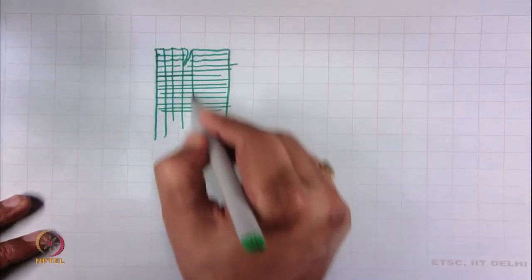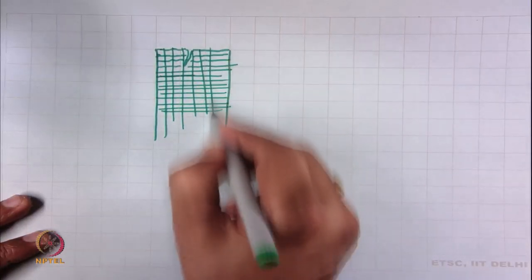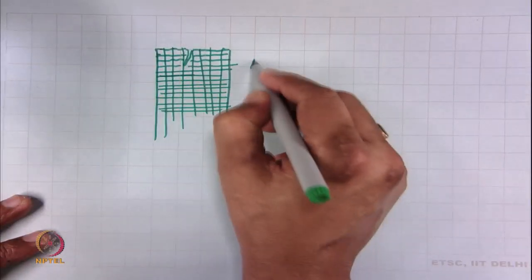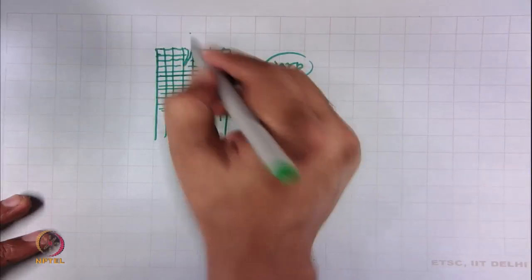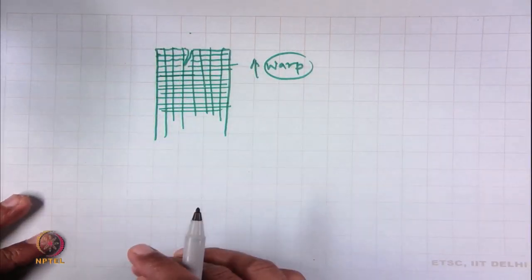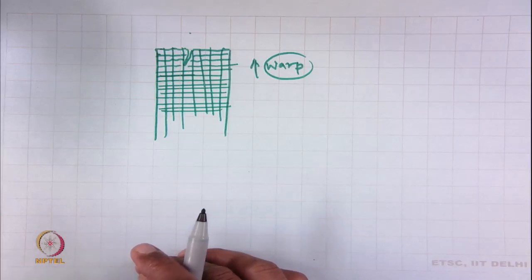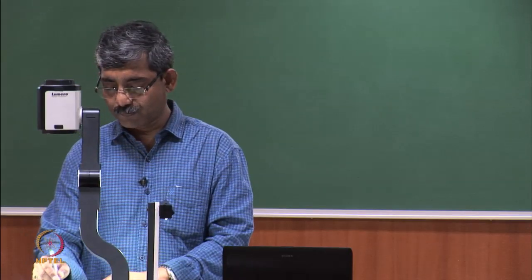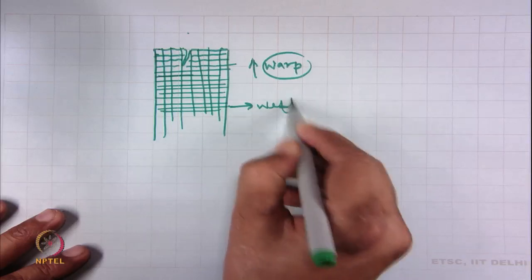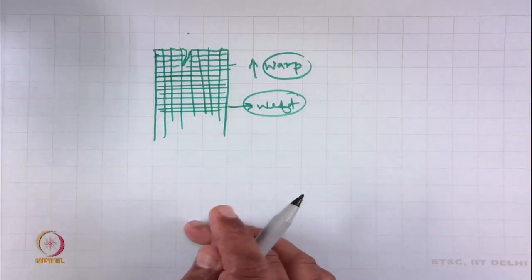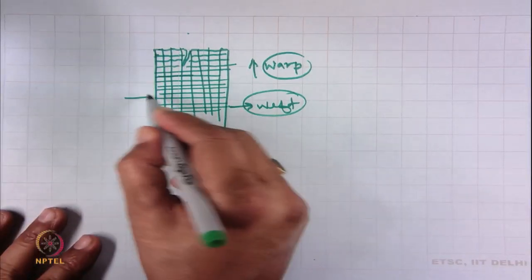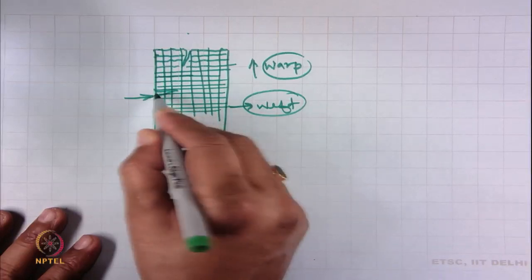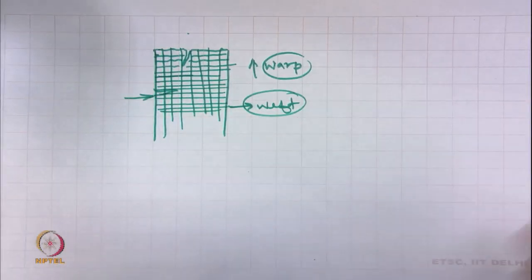Now if this is the direction, this is the warp, and this is the direction of tear, then the tearing is actually taking place in weft yarns. This is the weft yarn. The warp yarn is not getting affected. So this tear is called weft yarn tear. On the other hand, if the tearing takes place in this direction, this will be a warp yarn tear. In this way we can differentiate.